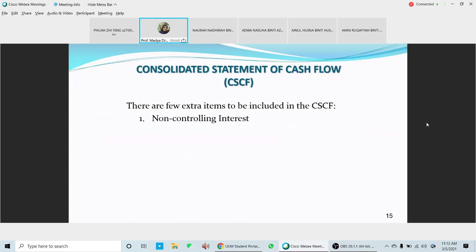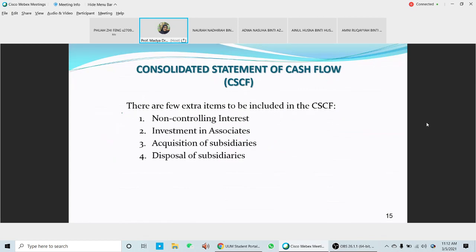Okay, so there are a few extra things that we need to focus on here. So please be careful with that. This one you do not have in a statement of cash flow. You only have these four items here in a consolidated statement of cash flow. The first thing that you have here relates to the NCI. The second thing relates to the investment in associate, acquisitions of a subsidiary, and the disposal of subsidiary. So we need to focus on these four things, which are extra things that we need to consider in the consolidated statement of cash flow.